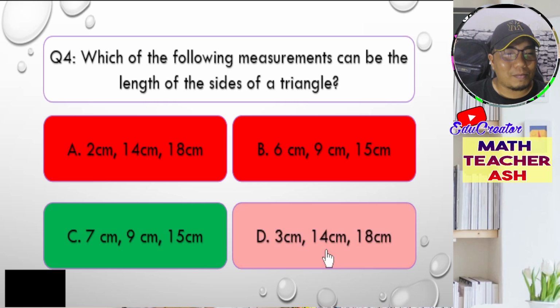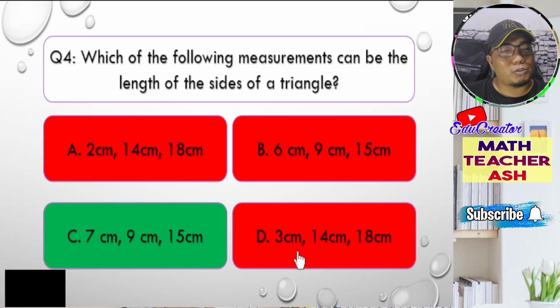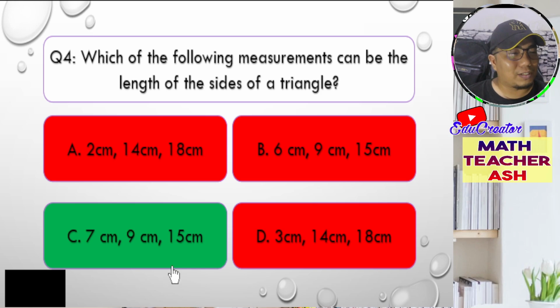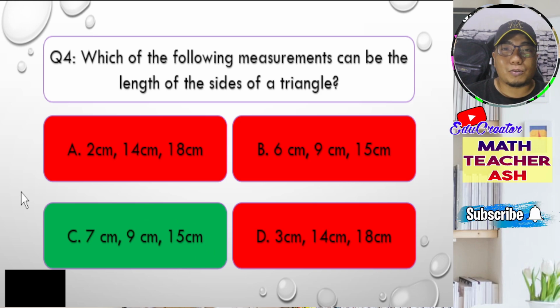Alright, we got that one, my dear math learners. Of course, letter D is wrong because 3 plus 14 is 17 and it is less than the measure of the third side. Okay, so I hope you got that one, my dear math learners. Very, very easy. Now let us go to question number 5.